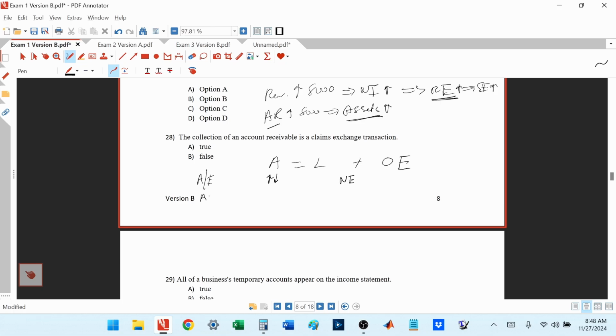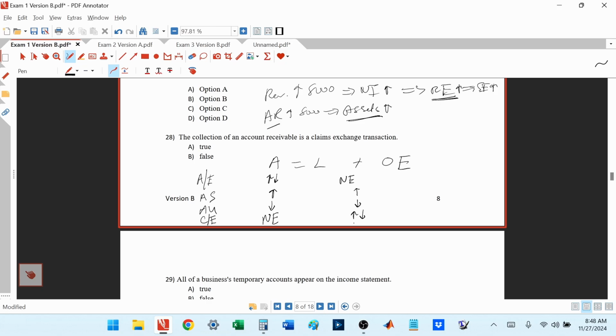We had an asset source transaction. That's where left-hand side goes up and the right-hand side goes up, either liabilities or owner's equity. We had an asset use transaction. That's where the left-hand side goes down and the right-hand side goes down. And then finally, a claims exchange transaction. That's where the left-hand side has no effect, and the right-hand side goes up and down by the same amount: either liabilities up and owner's equity down, or owner's equity up and liabilities down.